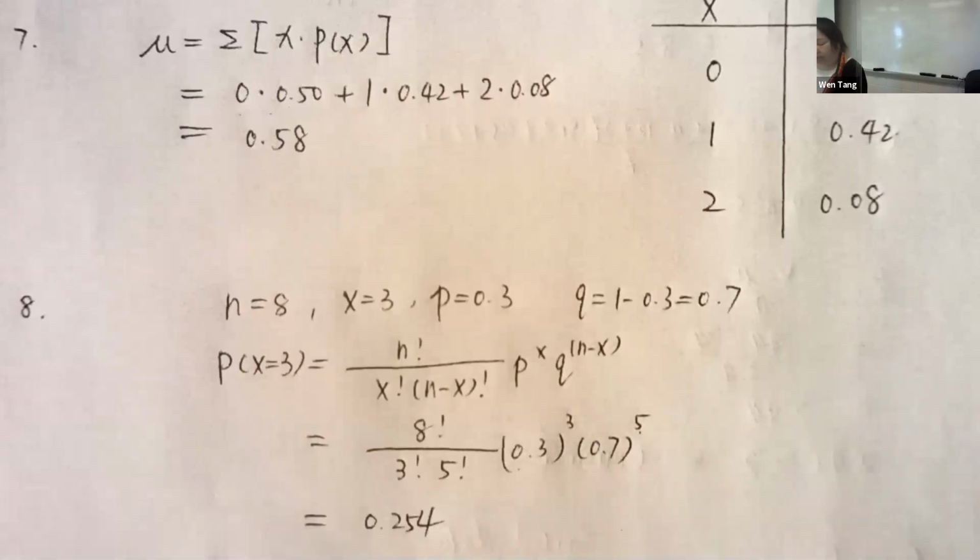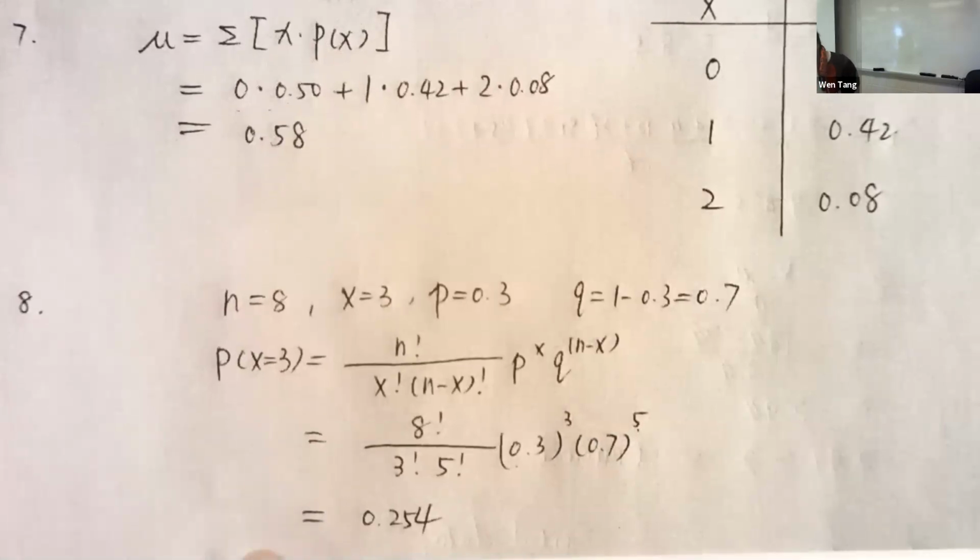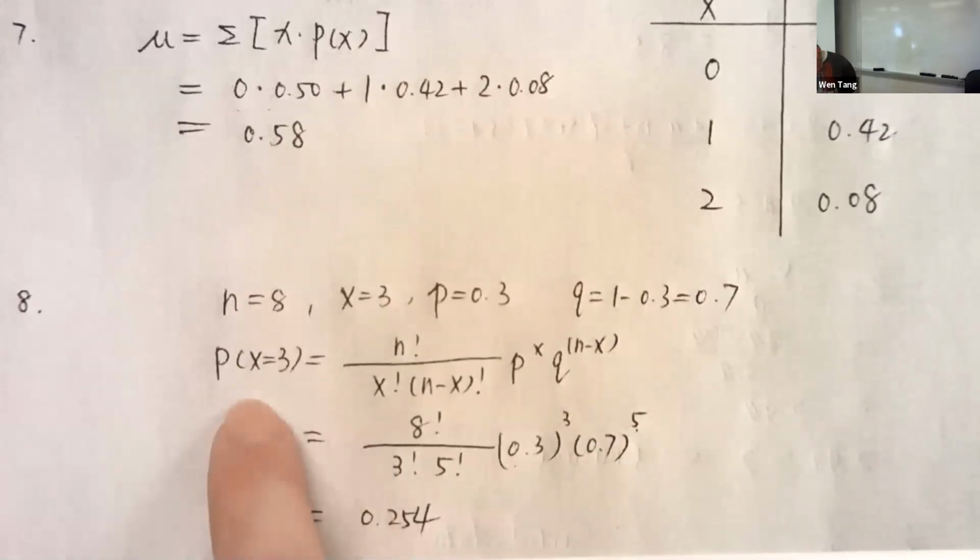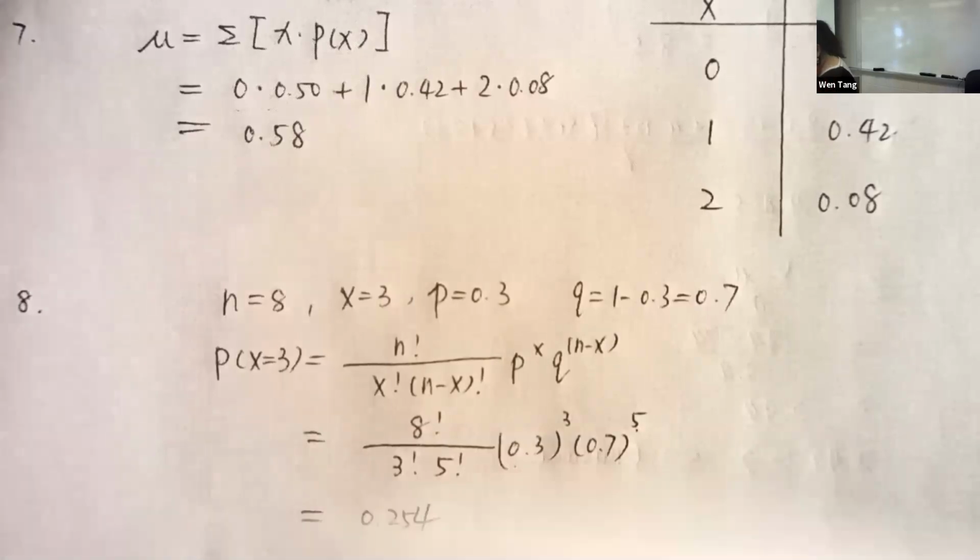So after we plug it into the formula, we will get 0.254. That is the probability we are interested in, the probability that we got exactly 3 successes.